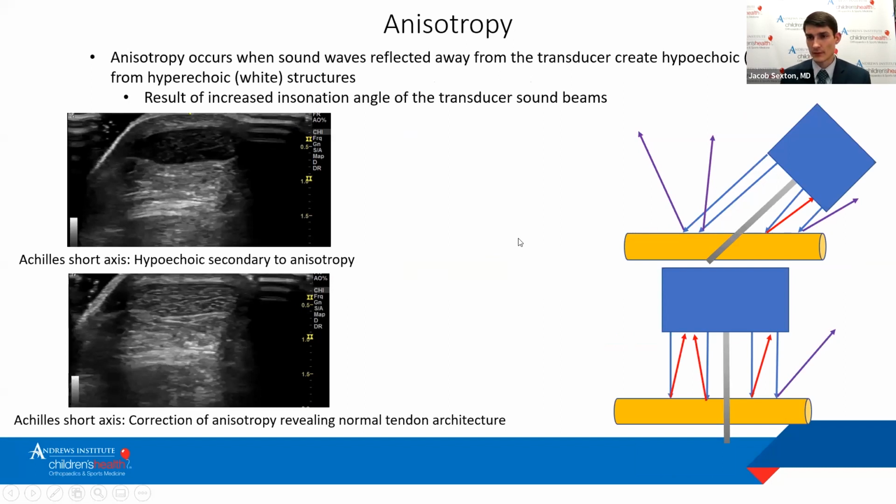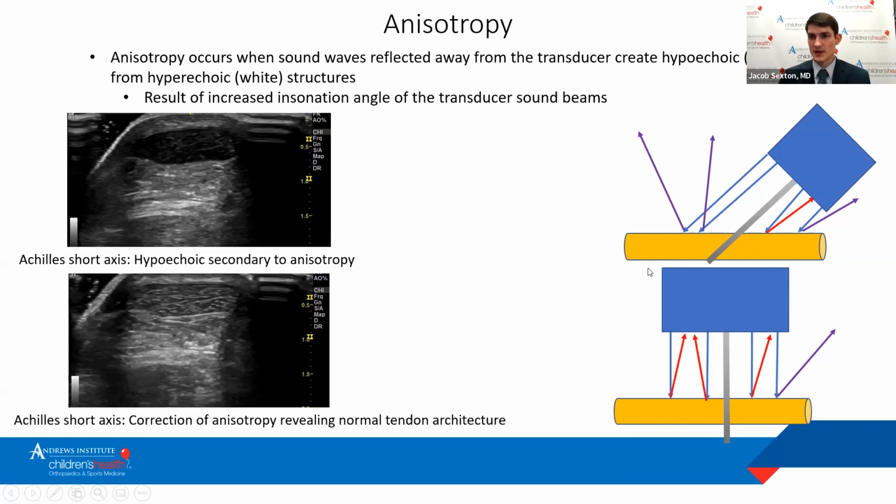Finally, and most importantly for musculoskeletal imaging, is probably anisotropy. Anisotropy occurs when sound waves are reflected away from the transducer, therefore making hyperechoic structures appear hypoechoic. It is a result of increased oscillation angle of the transducer sound beams. And I believe the best way to describe that are those two images on the right. You have your ultrasound transducer here represented by the blue box. You have your ultrasound beam being represented by the gray line here.